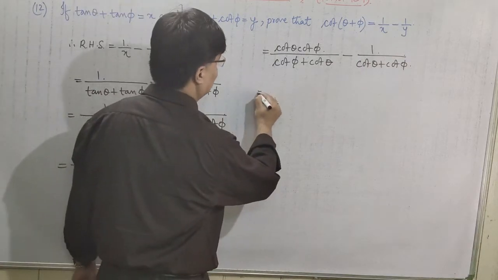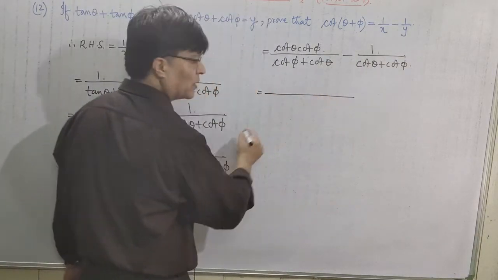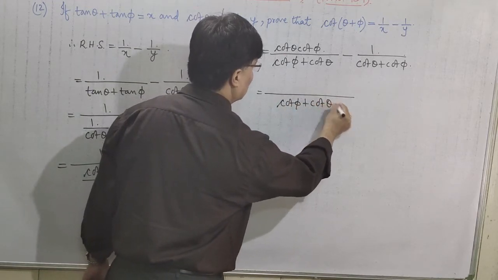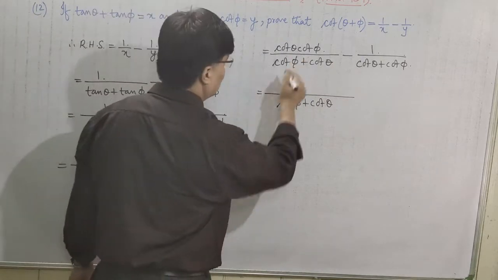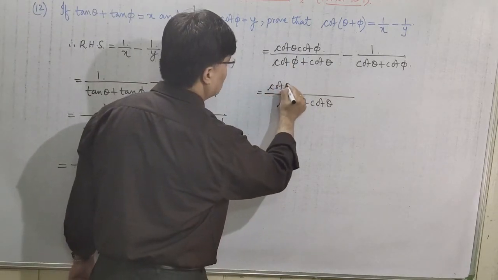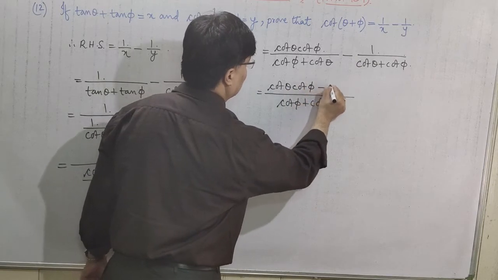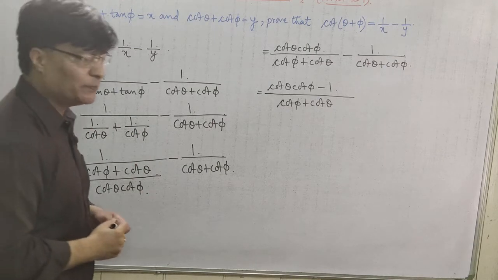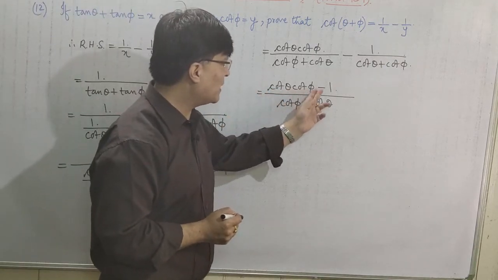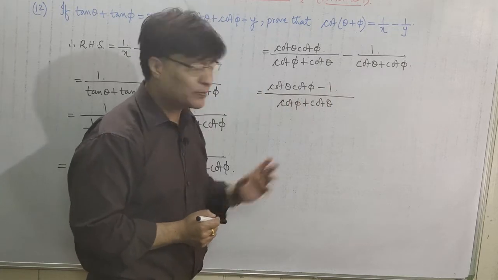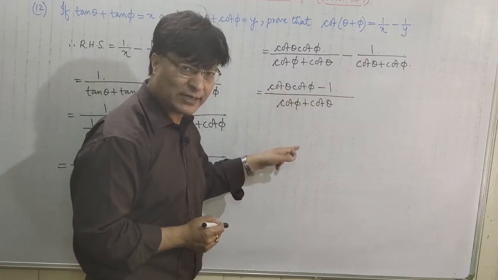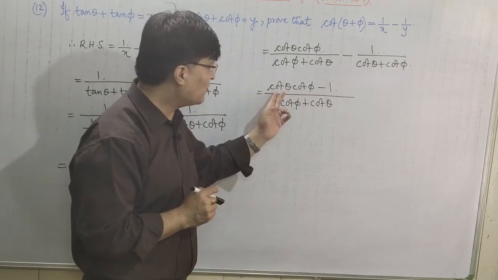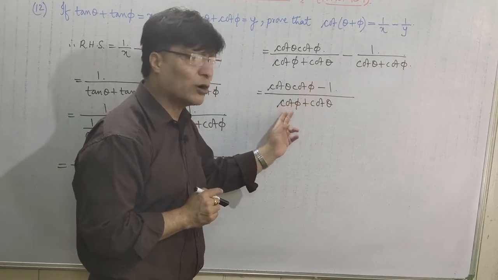So let us take the LCM. So what's the LCM here? LCM here is cot phi plus cot theta. Okay. So what will be in the numerator? It is cot theta cot phi, then this is minus 1. So what is the formula you can use here? This is cot A cot B minus 1 divided by cot B plus cot A. Here theta is taken as A and phi is taken as B. So this is the formula cot A cot B minus 1 divided by cot B plus cot A.